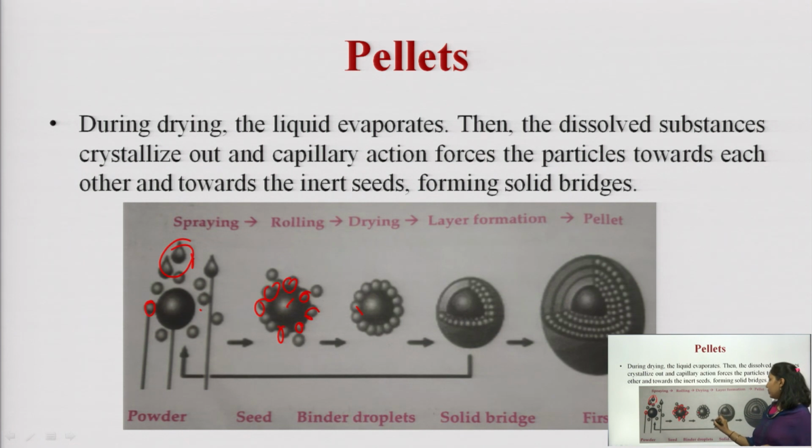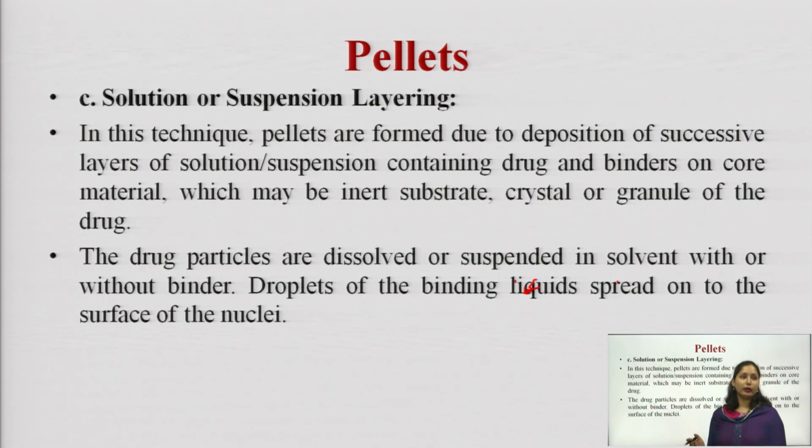Then after that, what will happen? Again we are continuously depositing the layers of the solution containing drug and polymer onto the core material until a solid bridge is formed. Then after the subsequent deposition of the layer of the solution containing drug and excipient, finally the first layer or the pellet is formed. So, this way of forming the pellet is called suspension or solution layering.